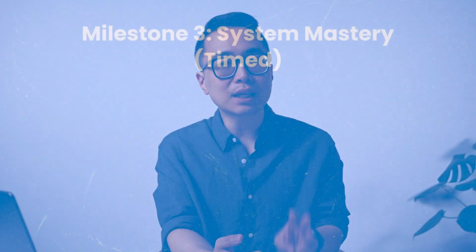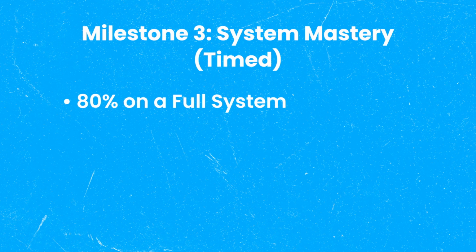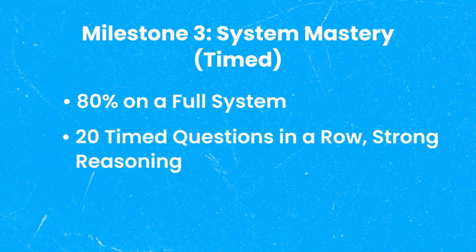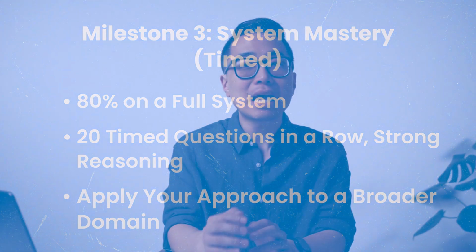For milestone 3, this is system mastery, and this is going to be timed. You want to get 80% on a full system. So if I've just been doing cardiology subtopics, I want to get 80% on 20 consecutive timed cardiology questions. This proves that you can apply your approach across a broader domain, and in addition, it also proves that your cards must be working reasonably well, since at this point, you're more likely to have forgotten the things that you may have learned the week before if you didn't use cards correctly.